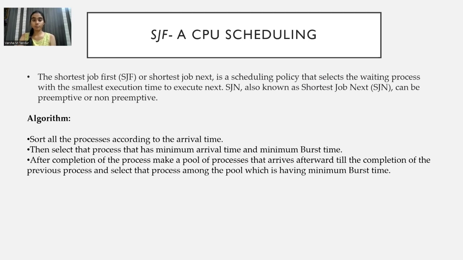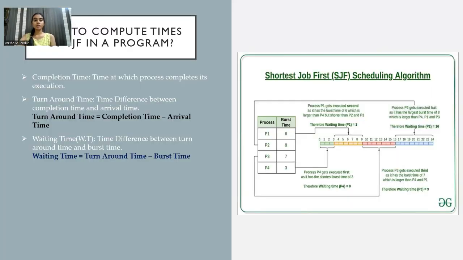So that is non-preemptive. Coming to the algorithm, sort all the processes according to the arrival time, then select that process that has minimum arrival time and minimum burst time. After the completion of the process, make a pool of processes that arrive afterward till the completion of the previous process and select that process among the pool which is having minimum burst time. Now, how do we compute times in the given program?